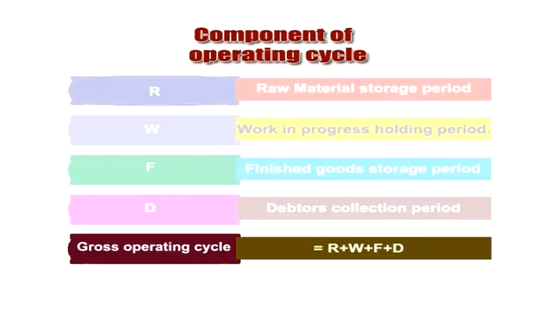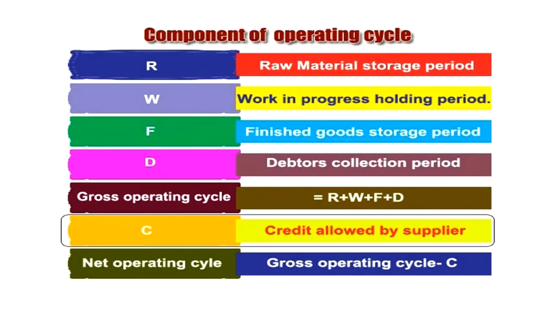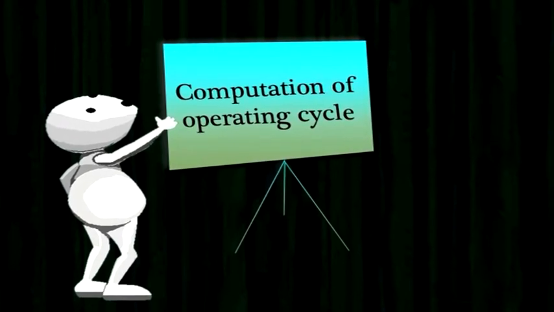So, adding R, W, F and D, we get the gross operating cycle. When we subtract C from it, we get the net operating cycle. C represents the credit period allowed by suppliers, and it shall also include the time lag for expenses, that is outstanding expenses and salary outstanding. These expenses period shall also be considered in C. So, with this we have learned how the computation of the operating cycle is done.